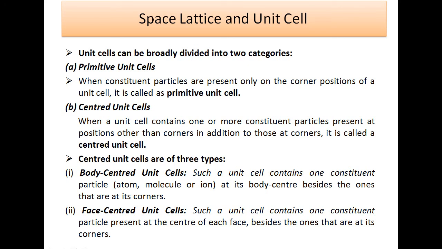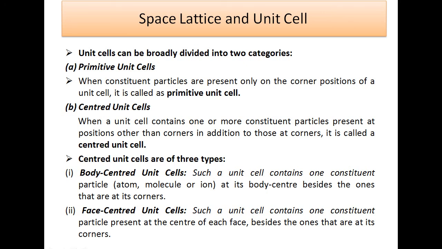Now, unit cells are broadly divided into 2 categories. The first one is the primitive unit cells and the second one is the centered unit cells. Now, what are primitive unit cells? When the constituent particles are present only at the corner positions of a unit cell, we call it a primitive unit cell.